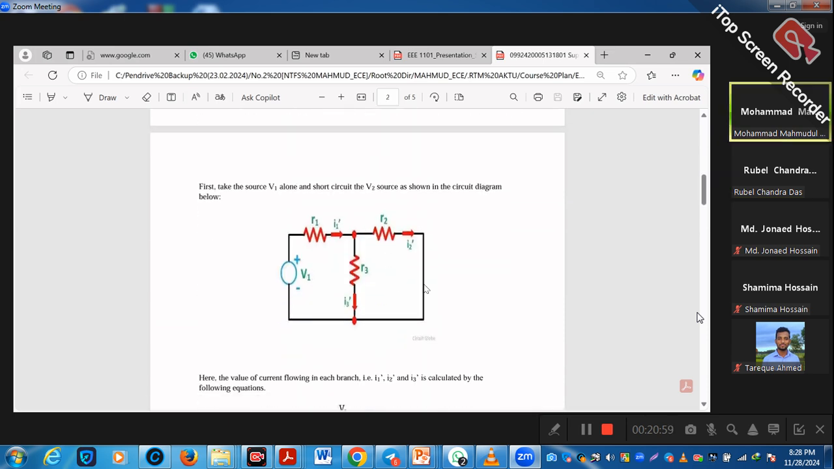No. Here, what we have shown is that in the place of B2, it is just short circuited. We know that while we are applying the superposition principle, the voltage source will be the short circuit and the current source will be the open circuit.